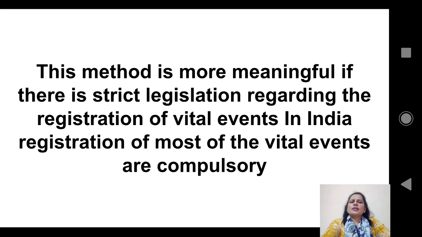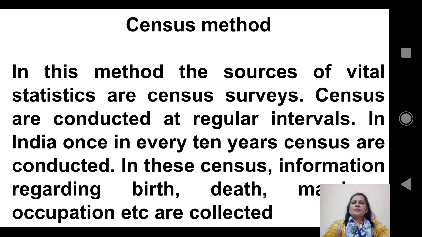The second method is census method. In this method, the sources of vital statistics are census surveys. Census is conducted at regular intervals. In India, census is conducted once in 10 years. Now, during census, a variety of information is collected like information on birth, death, marital status, educational status, occupational status, and religion, etc.